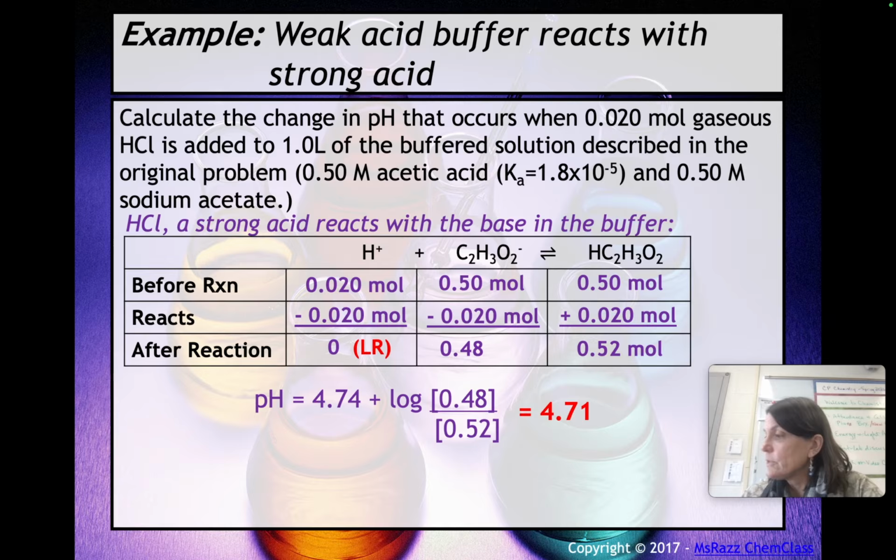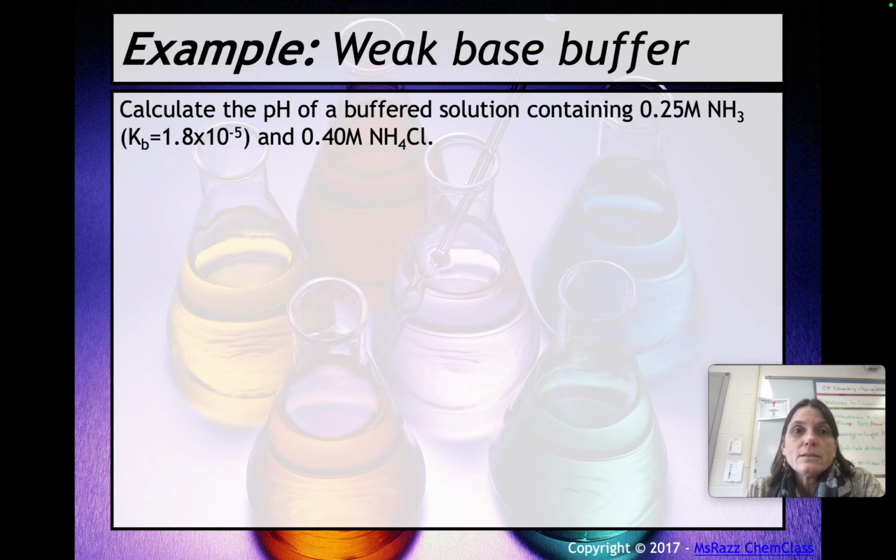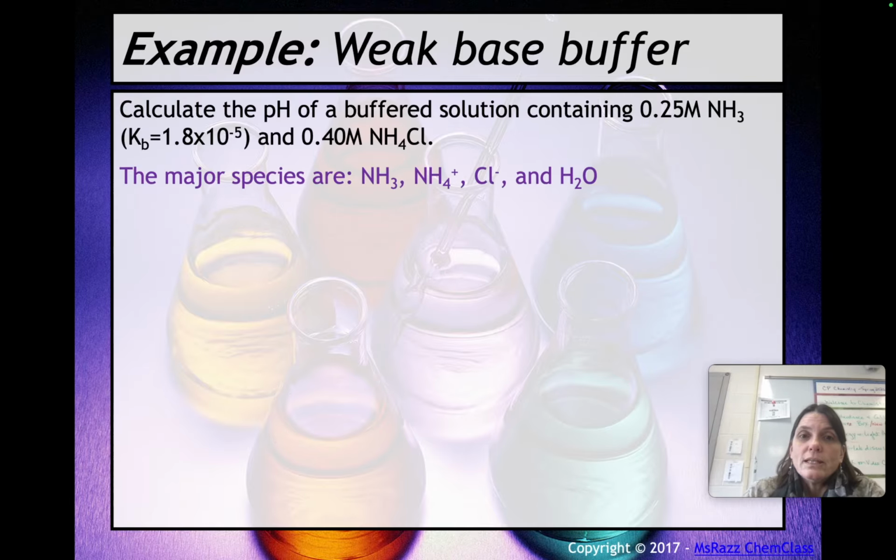Now, where are we here? Weak base buffers. If we have a weak base, ammonia is our favorite weak base. It's really the one we see all the time. The Kb for our base is 1.8 times 10 to the negative 5. And so we have a buffer system. Ooh, it's not equal. Okay, that's okay. Let's not panic. We have 0.25 molar of ammonia and 0.4 molar of NH4Cl.